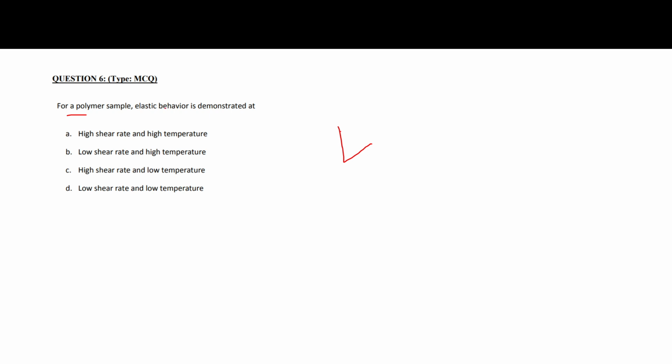For a polymer sample, elastic behavior is demonstrated at: high shear rate at high temperature, low shear rate at high temperature, high shear rate at low temperature, or low shear rate at low temperature. So how does the polymer behave like that, showing elastic behavior?